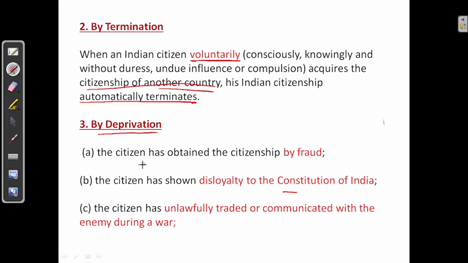Next, by deprivation. A citizen has obtained the citizenship by fraud, or if he has obtained the citizenship by disloyalty to the Constitution of India, or if he unlawfully traded or communicated with the enemy during the war.